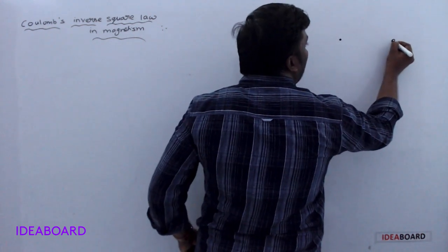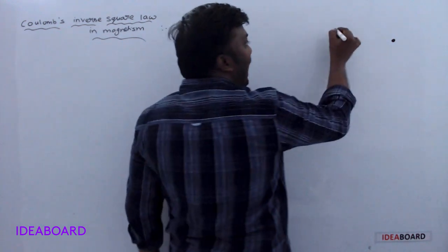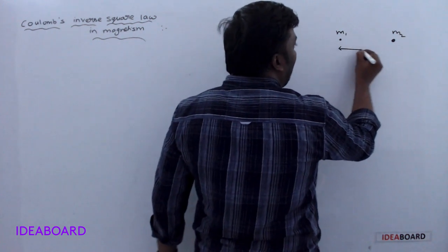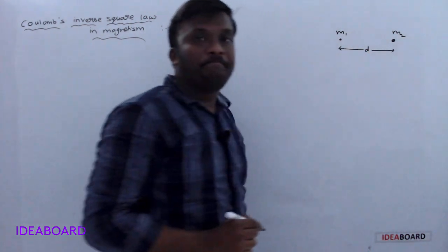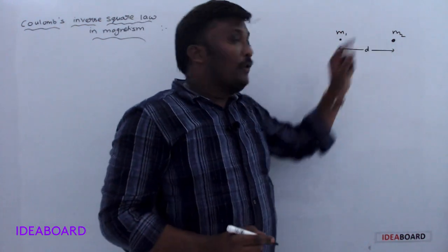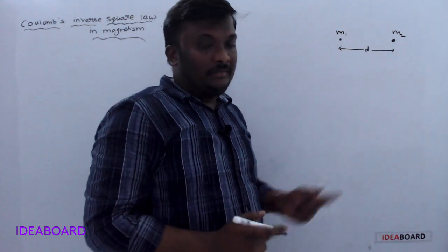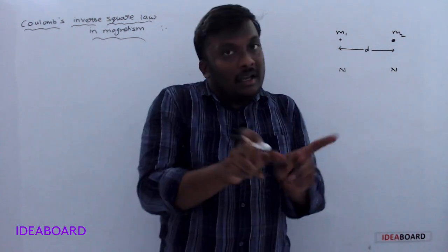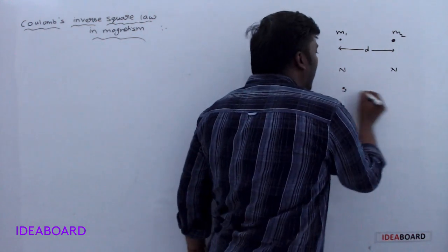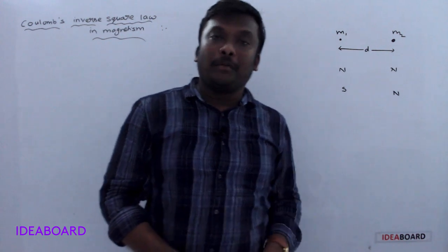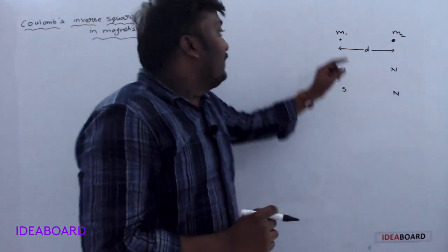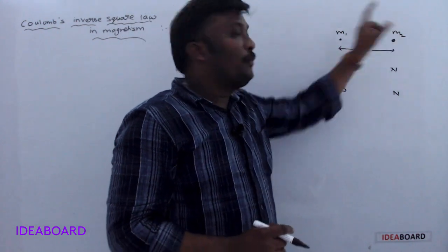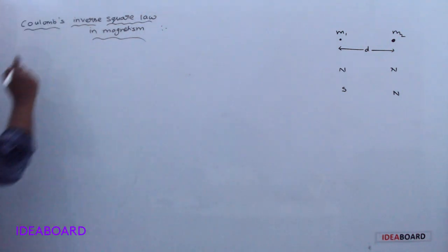So let us consider two poles having pole strengths m1 and m2, separated by a distance d. If they are like poles, for example both north, they repel each other. If one is south and the other is north, then unlike poles attract each other. So the force of attraction or repulsion between the two poles is given by Coulomb's law.